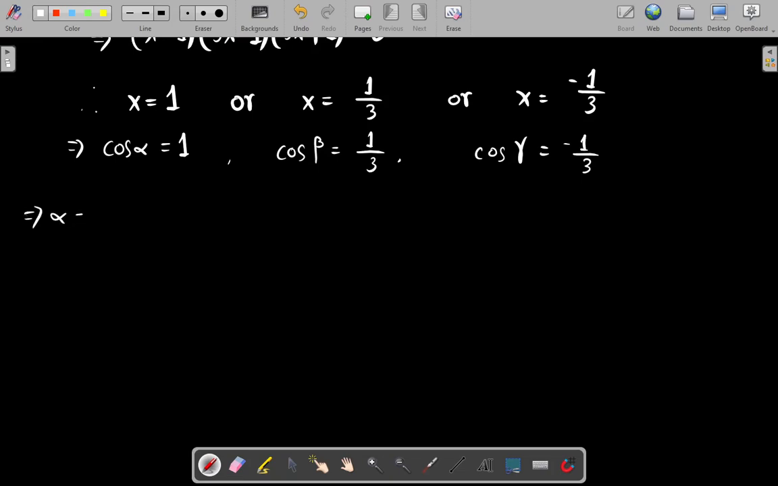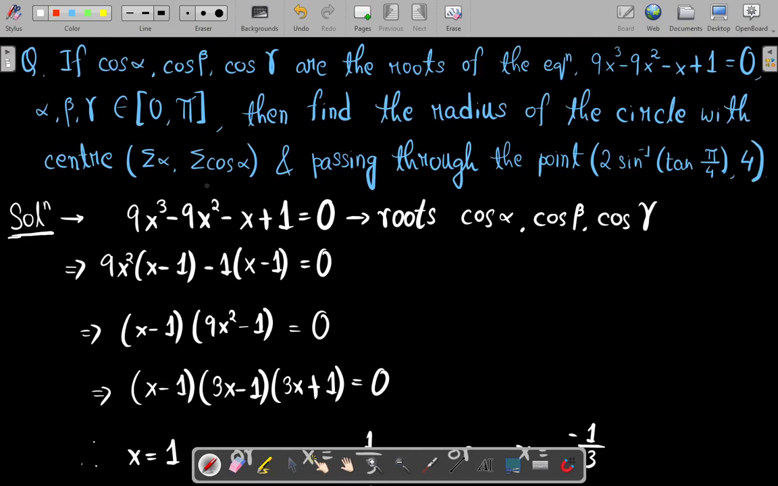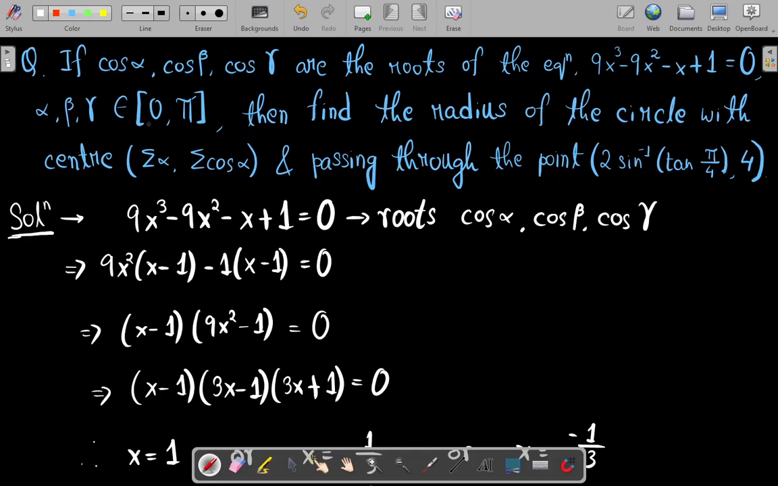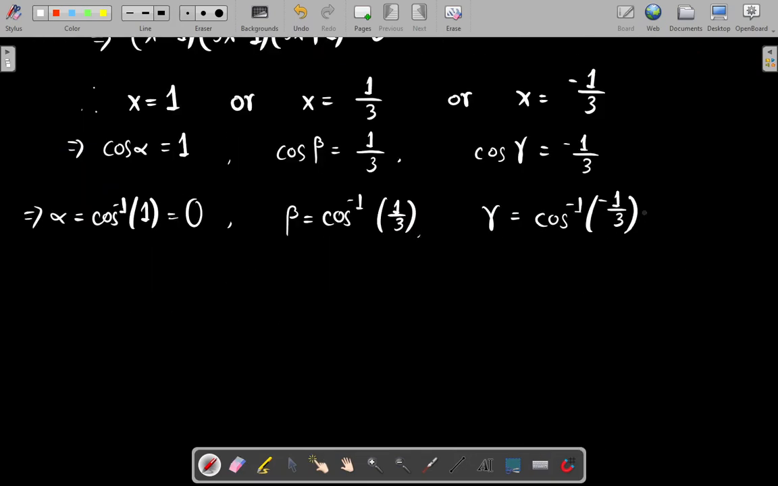So from here, alpha is cos inverse of 1, right? So this is 0 in this interval range 0 to pi. The value of cos inverse 1 is 0. Similarly, beta will be cos inverse of 1/3. I don't know this value, this is not a standard value, so I'll keep it as it is. And similarly, gamma will be equal to cos inverse of minus 1 upon 3. Since this is a negative argument and the angle is from 0 to pi, this will become equal to pi minus cos inverse 1/3, right?